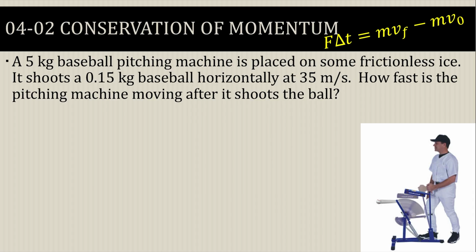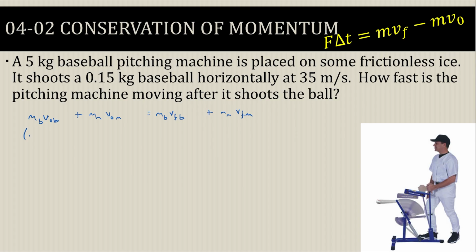A 5 kilogram pitching machine is placed on some frictionless ice. It shoots a .15 kilogram baseball horizontally at 35 meters per second. How fast is the pitching machine moving after it shoots the ball? It's moving. Why should it be moving? Well, I don't know. Our system is the ball and the machine. So we have the ball, initial velocity of the ball, plus the machine, the initial velocity of the machine, equals the ball, final velocity of the ball, the machine, final velocity of the machine.